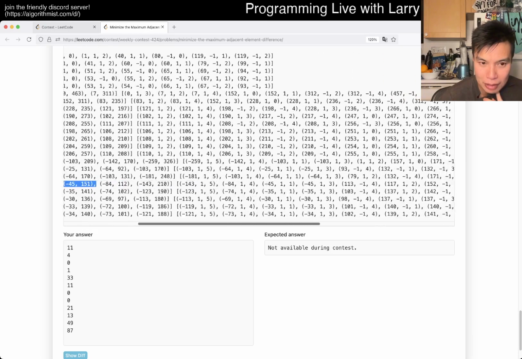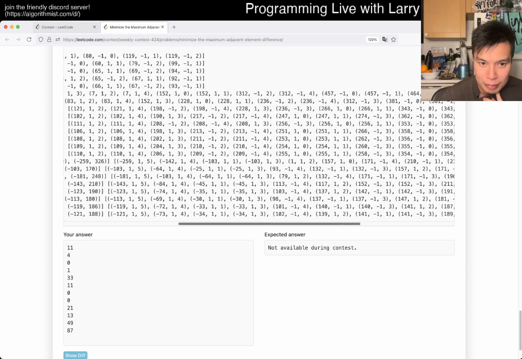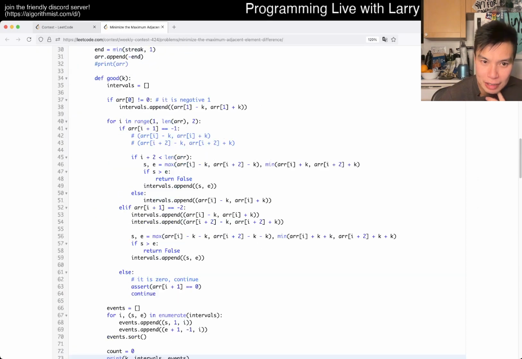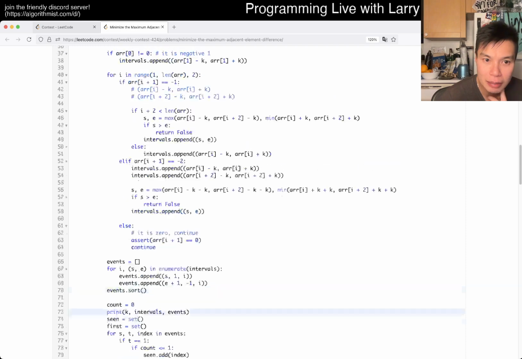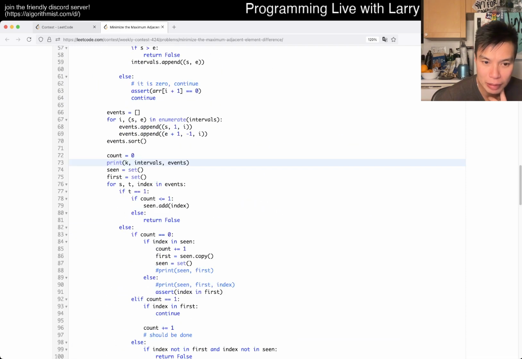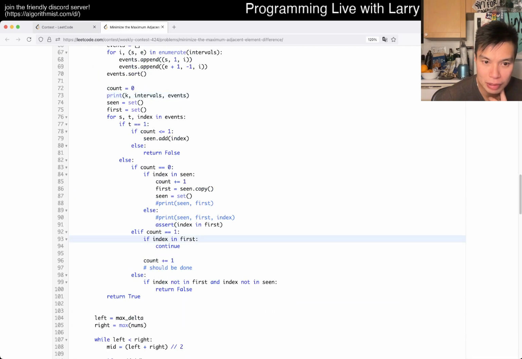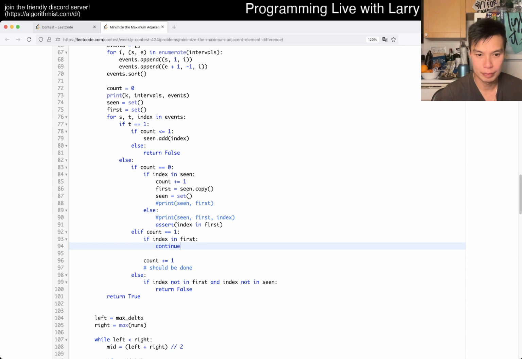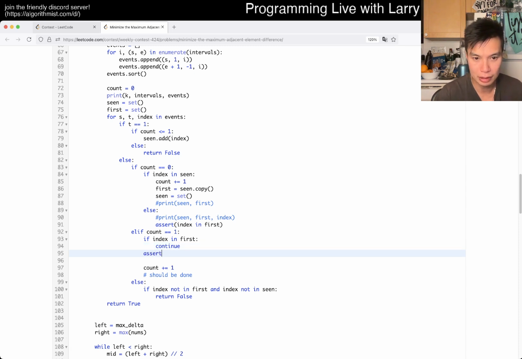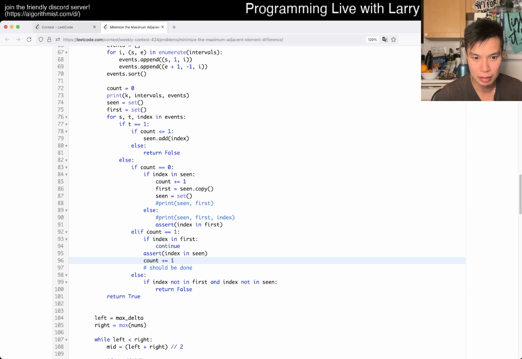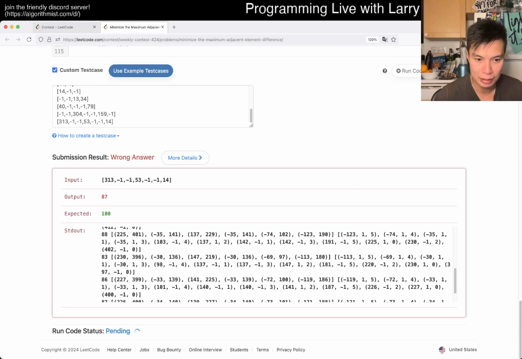Okay, so did I handle this correctly? Maybe my states are a little bit terrible. So first you continue if index is in scene. Okay, assert index is in scene, and then it should be here, right? I don't know. Does that change anything? No? Okay.